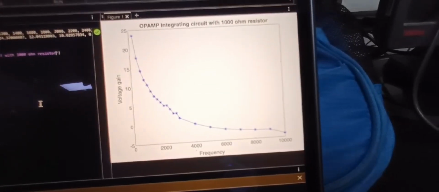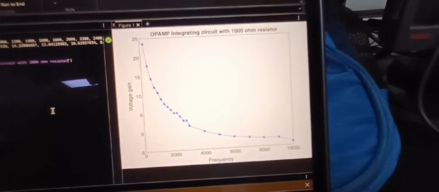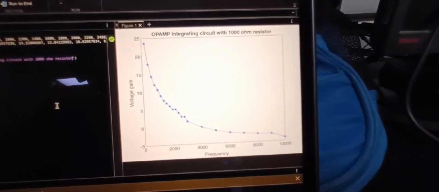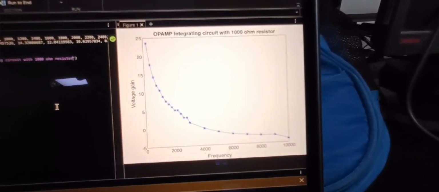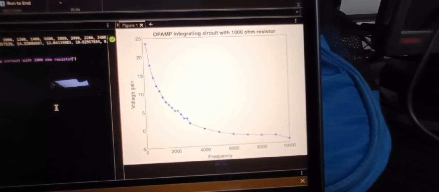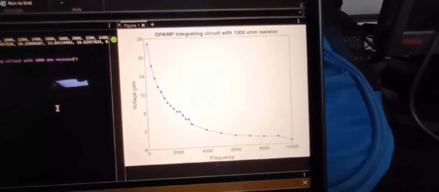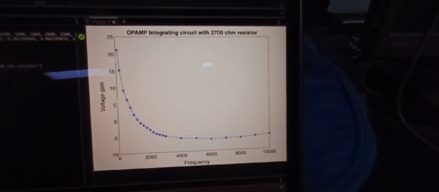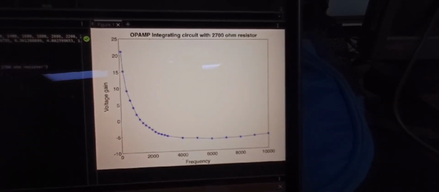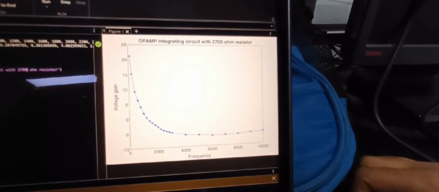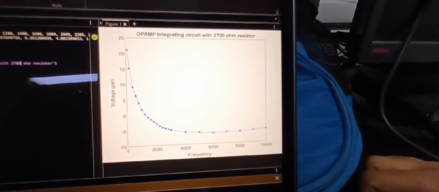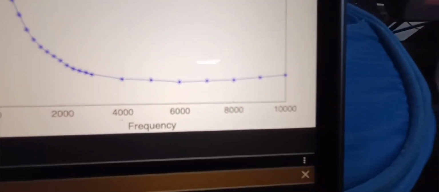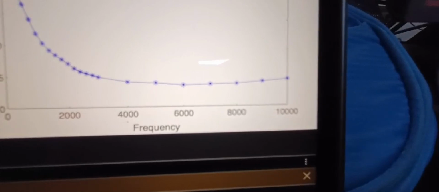This is the graph we plotted from the data obtained. We can observe the voltage gain is decreasing with increase of frequency. After a certain frequency the graph becomes flat, which indicates the op amp has reached the saturation state. This is the graph for the other combination of resistor and capacitor. We can observe a similar trend, but the gain is a bit reduced because of the increase in resistance.